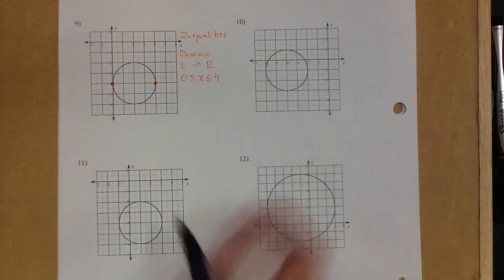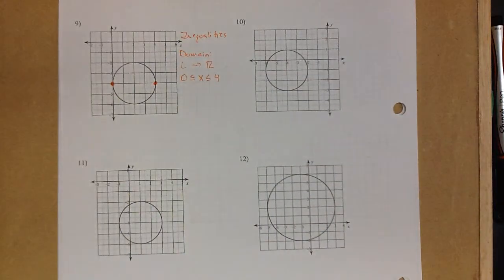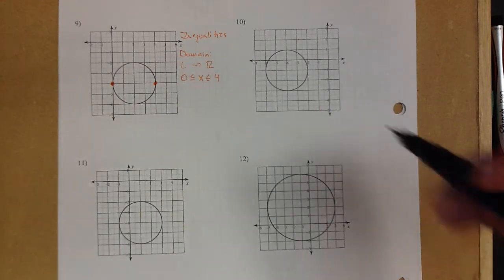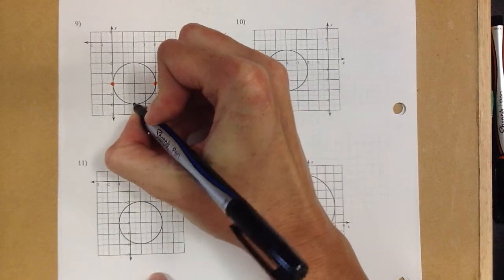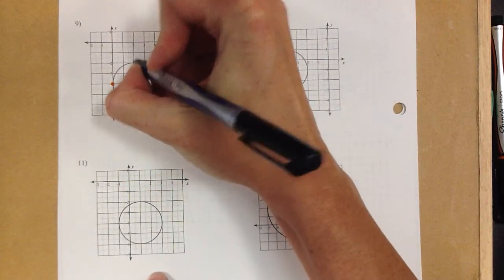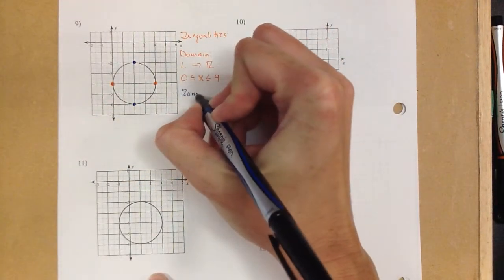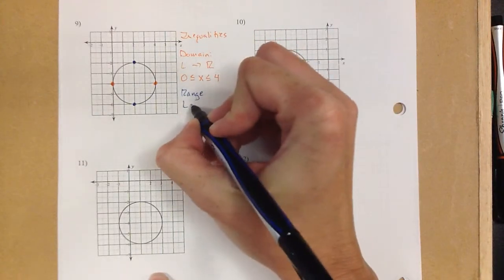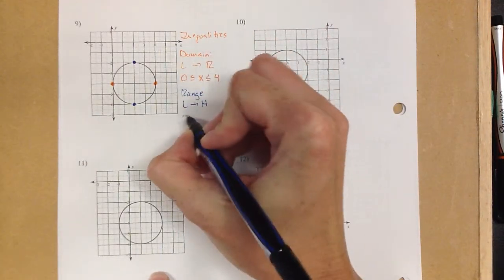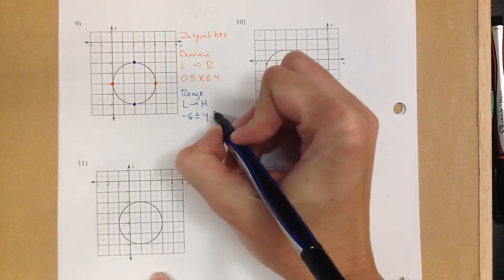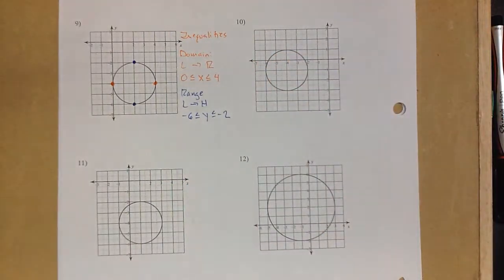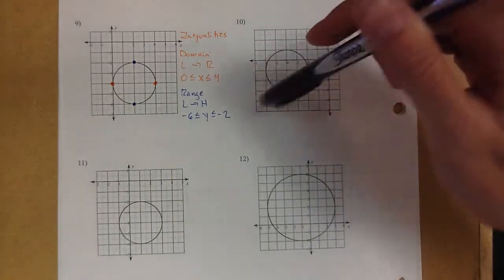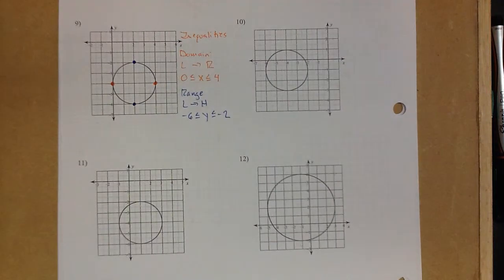So then for our range, what's the lowest part of your graph? -6. That's the lowest. What is the highest part? 2. All right. So -6 to 2. So my range was low to high. And we went from -6 to 2. And that's showing your domain and range using the inequality symbols.